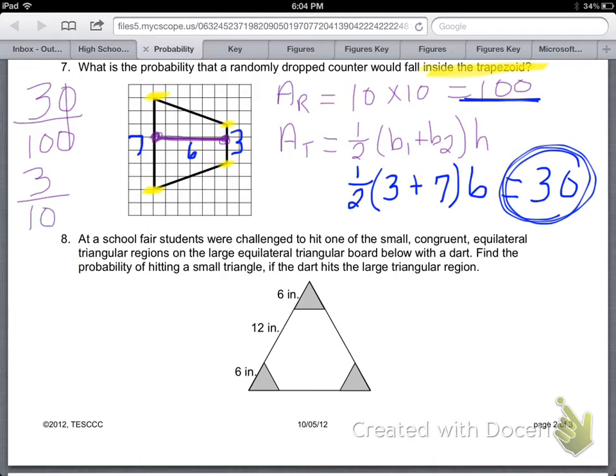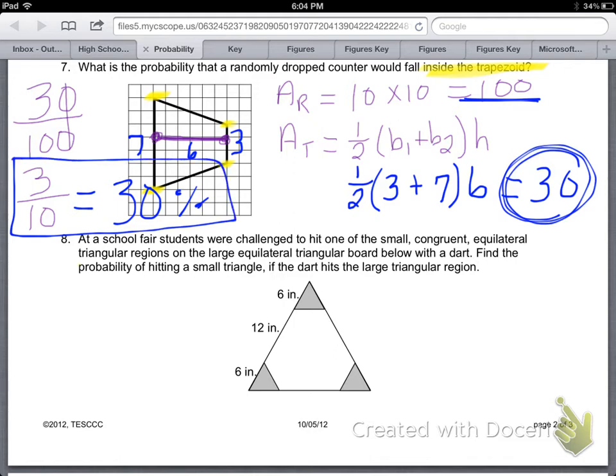So you have a 3 out of 10 chance of dropping the counter on the ground and it falling inside the trapezoid. Now, 3 out of 10 is the probability. Just because I want to ask you, what's the percent that will fall inside? 3 out of 10 is the same as 30%. Just FYI. Should know that.